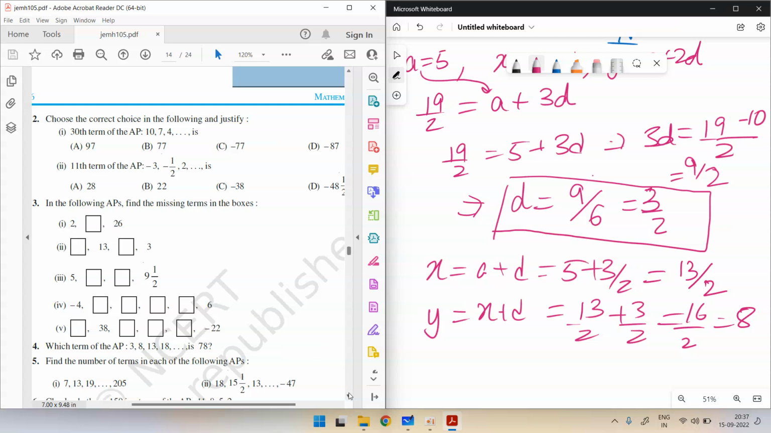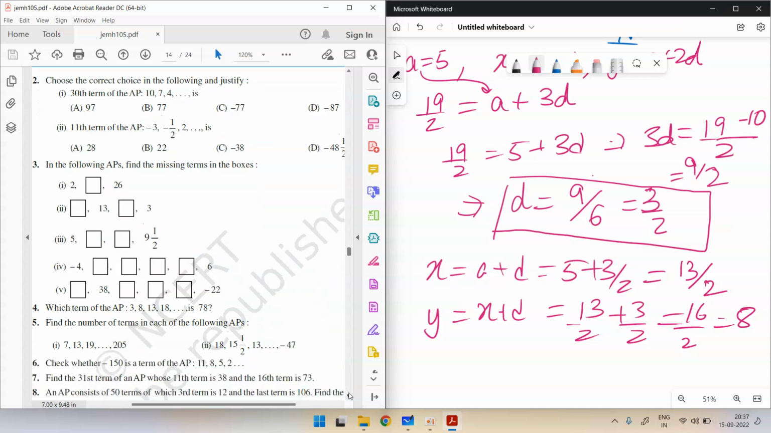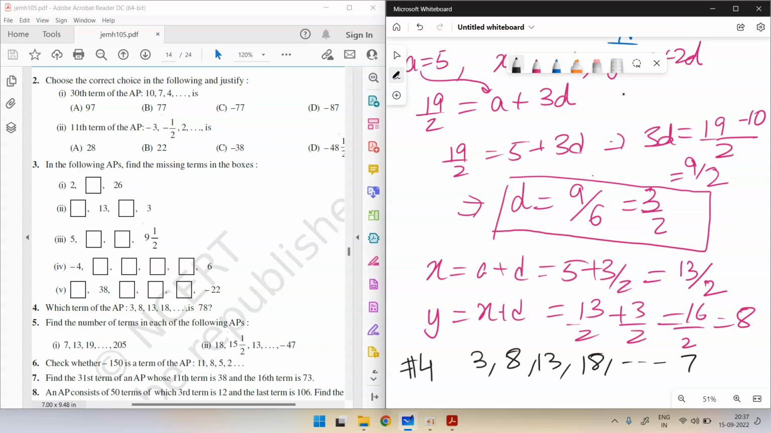Now I'm directly going to my fourth question. So what is my fourth question? This is my fourth question: which term of an AP is 78? The AP is 3, 8, 13, 18, and so on till 78. Which term of this is my 78? So I'm assuming that my nth term is 78.